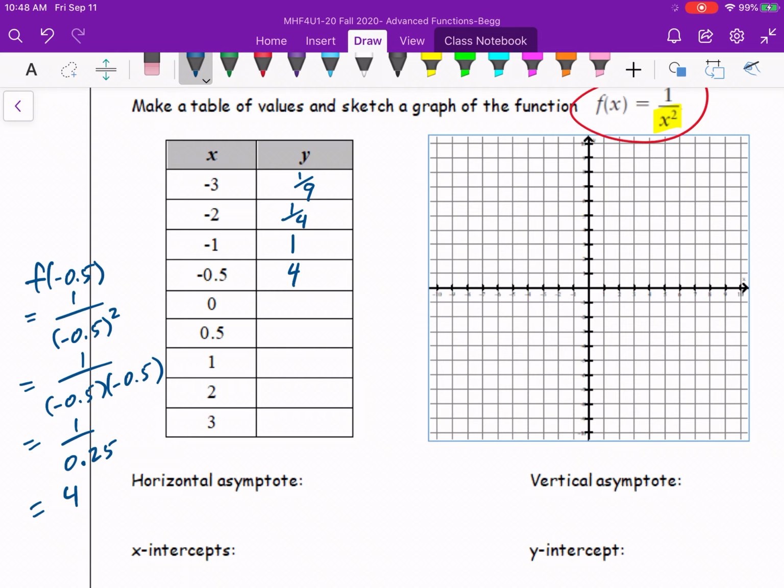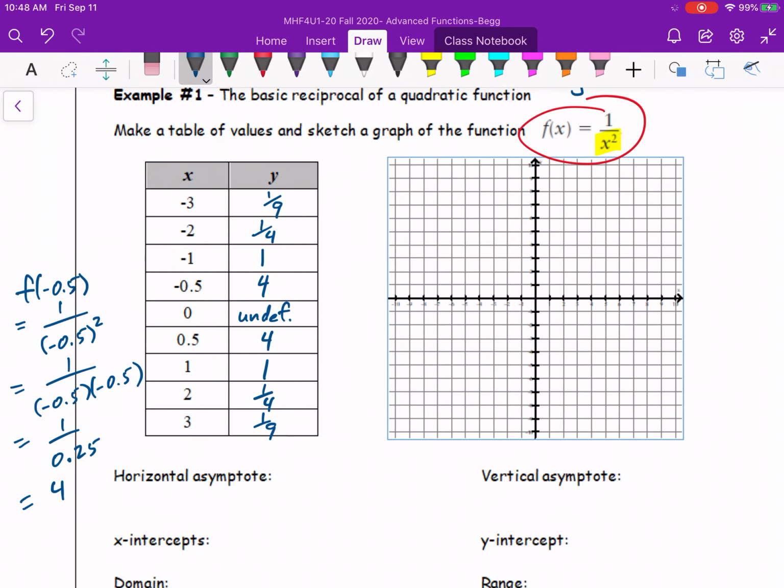For 0, if I stick 0 in, I'm going to have 1 over 0 squared, which is still 0 on the denominator. So I have 1 over 0, which is undefined. And we saw last lesson that undefined gives us a vertical asymptote. If I put 0.5 in, well, 0.5 squared is also going to be 0.25, so I'm still going to get positive 4, and I'm going to get 1 over 1 for putting positive 1 in here. I'm going to get 1 over 4, and I'm going to get 1 over 9.